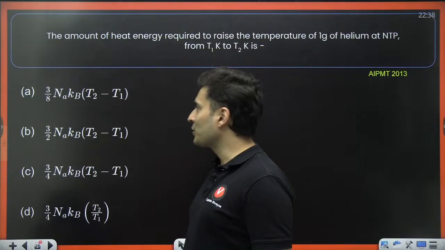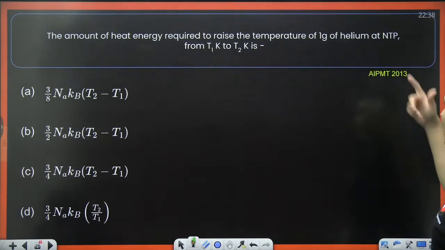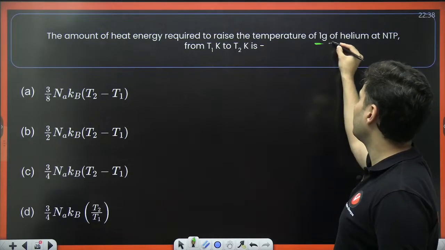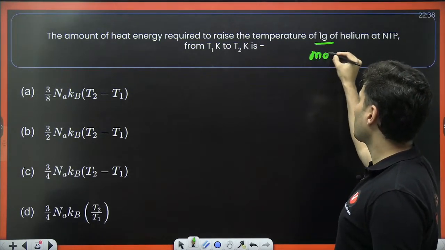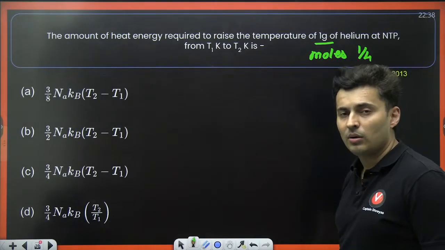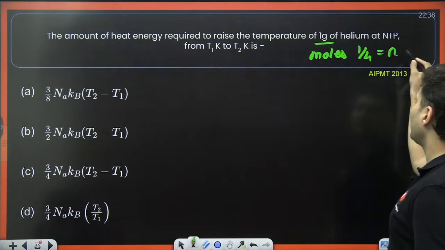Good. Next question. The amount of heat energy, this was asked in AIPMT 2013, to raise the temperature of 1 gram helium from this to this is how much? 1 gram helium is how many moles? Moles 1 by 4, because molecular weight of helium is 4 grams per mole. So it is 1 by 4, that is N.